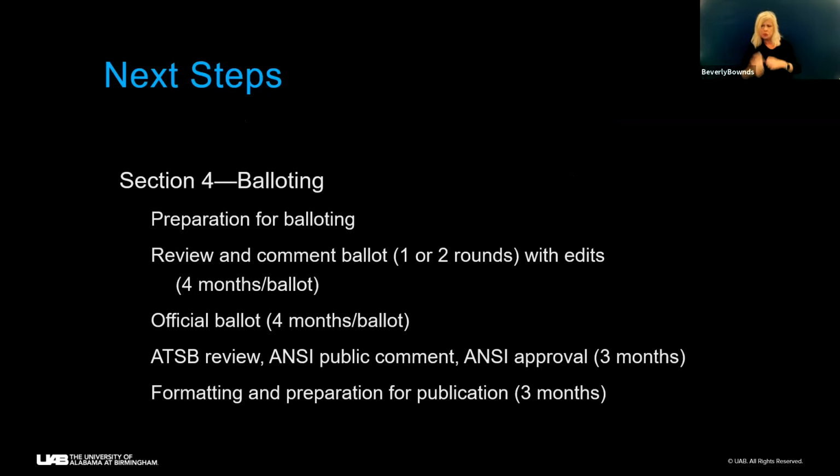This is a semi-optimistic evaluation of the amount of time each of these ballots is going to take. It depends on the work being done efficiently. Next slide, please.